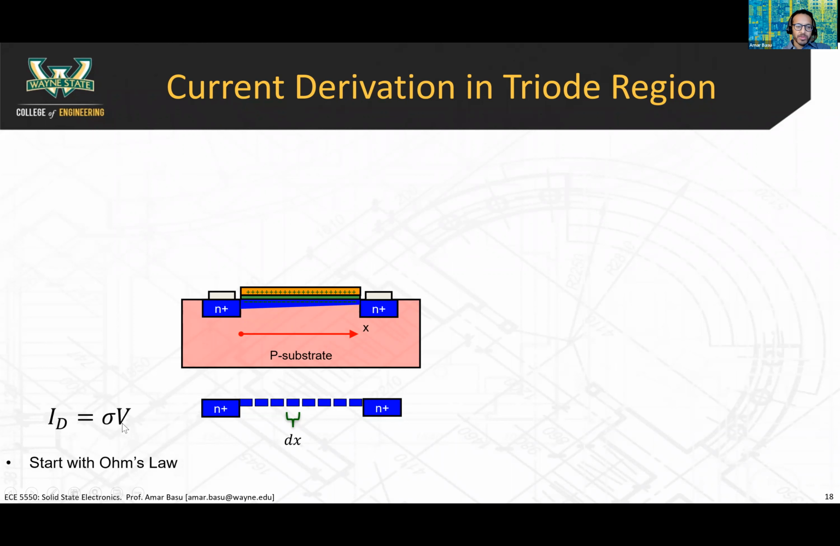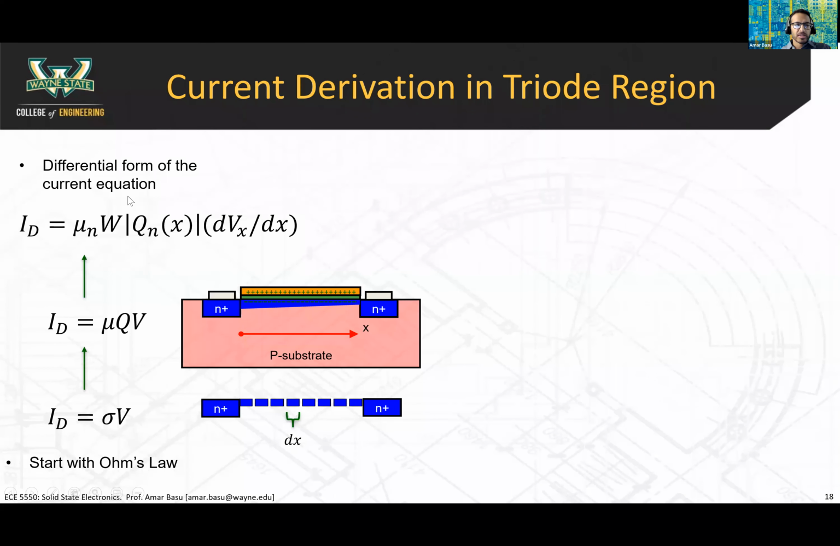All right, so we're going to start off with Ohm's law. ID is equal to sigma times V, conductance times the voltage. As we saw before, the conductance is equal to mu times Q, mobility times charge density.